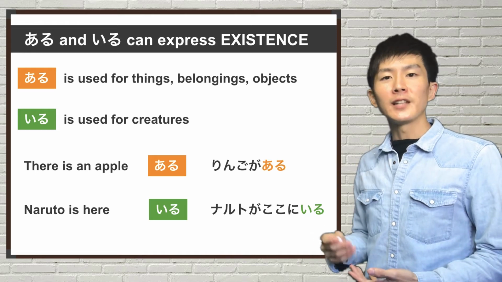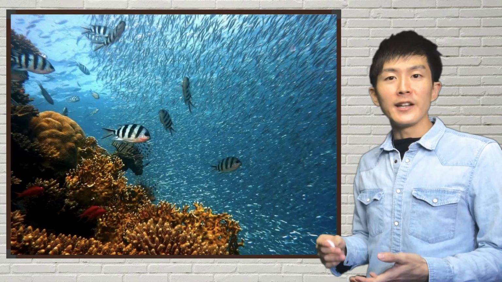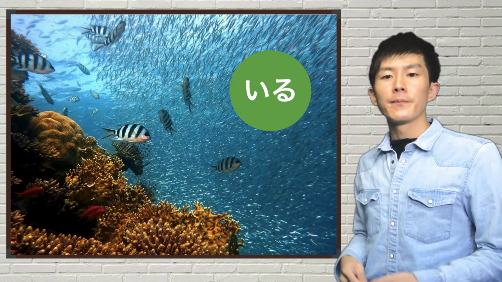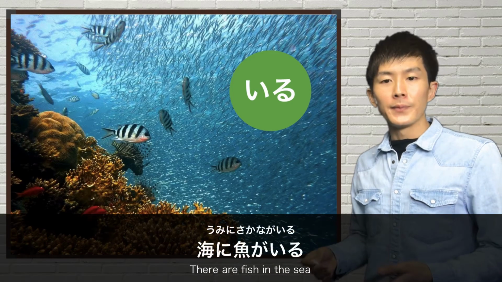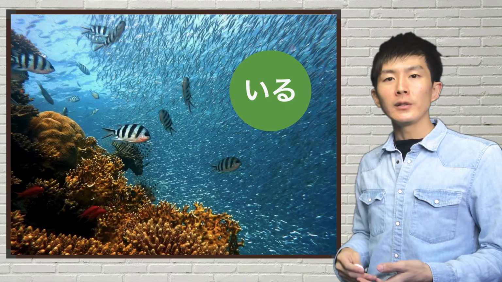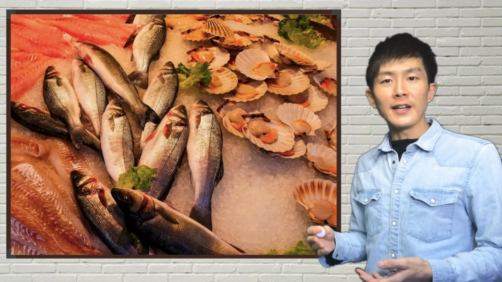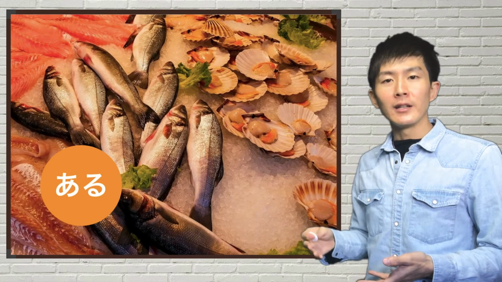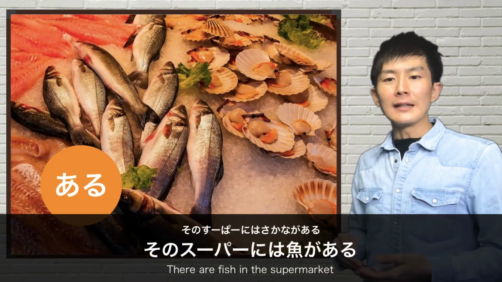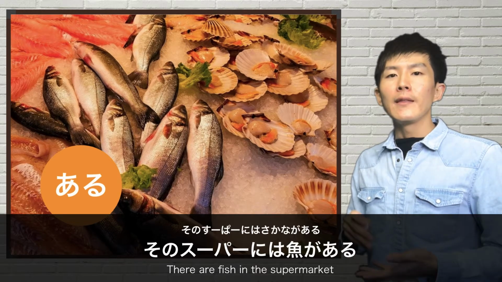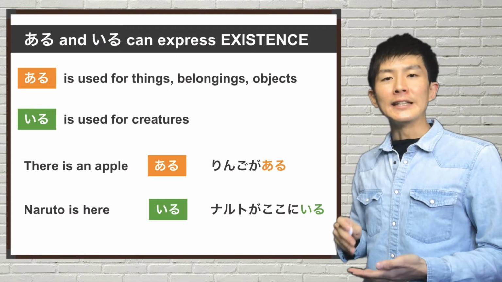Actually, I have a good example. When we mention fish which are in the sea, we need to use いる because they are alive. For example, 海に魚がいる。There are fish in the sea. However, when we talk about fish which are already dead in the supermarket, we need to use ある because they are already dead. For example, そのスーパーには魚がある。There are fish in the supermarket. This is how to use ある and いる.